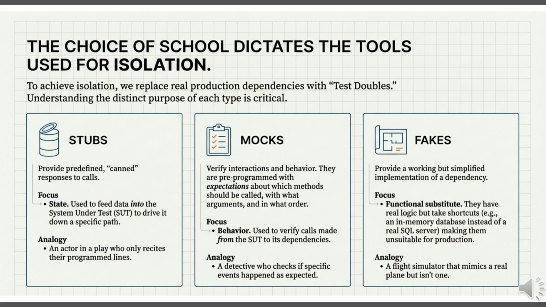Next, mocks. Mocks check behavior. They expect certain calls with specific arguments in a set order, like a detective watching for clues. And finally, fakes. Fakes are simplified versions of real systems. They work, but they cut corners. Like a flight simulator. It flies, but it's not a plane. Choosing the right double depends on your testing philosophy, and that choice shapes how you isolate.